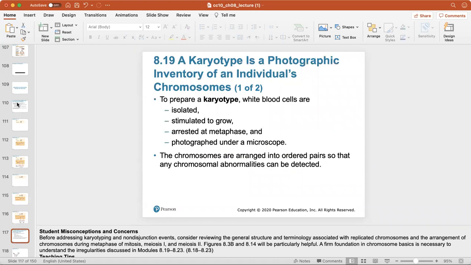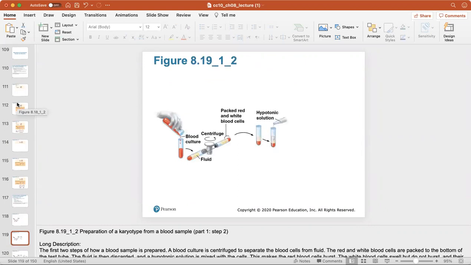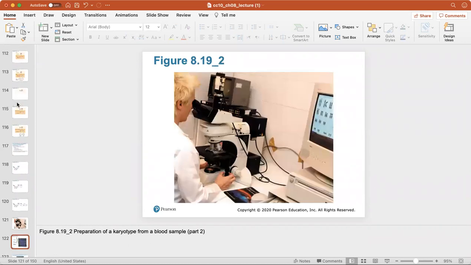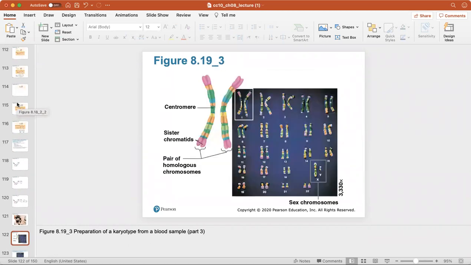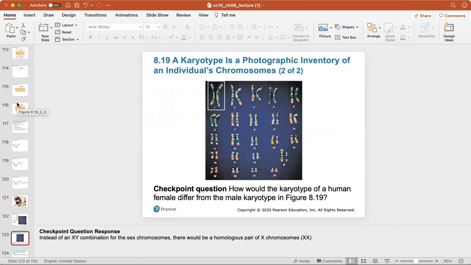To prepare a karyotype, which is a photographic inventory of an individual's chromosomes, white blood cells will be isolated, stimulated to grow, and then stopped at metaphase and photographed under a microscope. And the chromosomes are arranged into ordered pairs so that any chromosomal abnormality can be detected. So here's a look at how we prepare a karyotype, which will show us a picture of all of a person's chromosomes. And this can be really important for seeing if any genetic abnormalities will occur in the person, because you can take a look at their chromosomes and see if anything is missing.